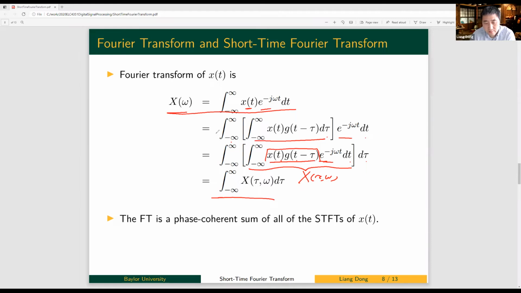Now it makes sense. All we have here is the output of a short-term Fourier transform, and then we calculate over the entire shifting time tau. So each time you give me a segment at tau, if I want to see the entire effect in frequency, I need to add it together, right? So integrate all these together. The general Fourier transform is a phase coherent sum of all the short-term Fourier transforms of x(t). It looks nice and it really makes a lot of sense.